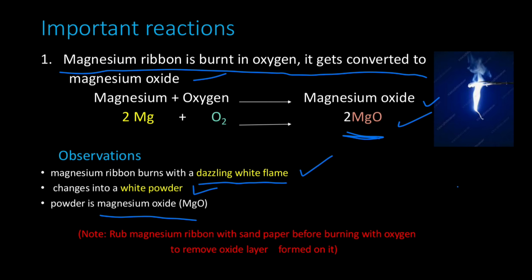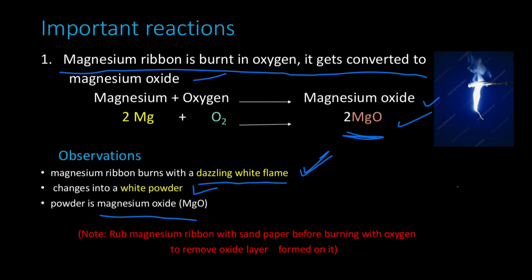You should remember, whenever you take magnesium ribbon and burn it, what are you going to get? Magnesium oxide, because magnesium is reacting with oxygen in air. You're going to get magnesium oxide, which is a white powder, and it burns with the dazzling white flame.